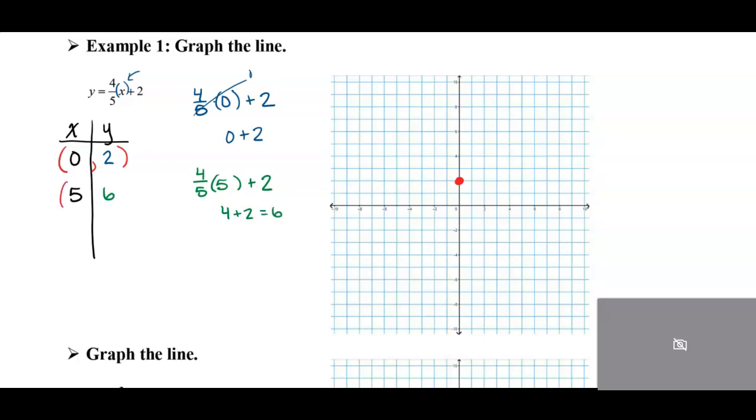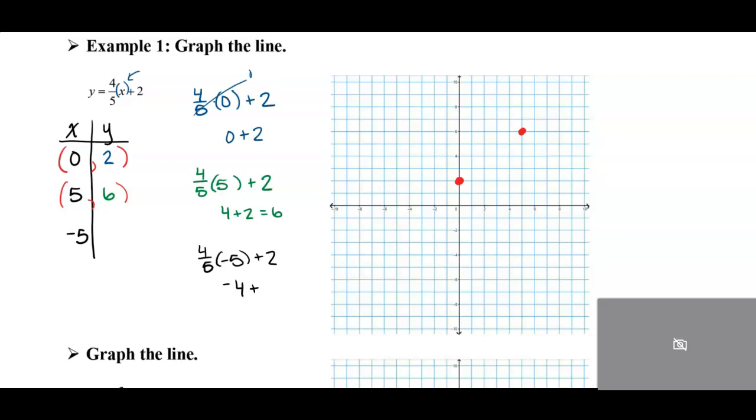So now I have the ordered pair (5, 6), and I can graph that: over 5, up 6, and there's my next point right there. Let's do one more. By the same strategy, I could plug in -5, and that would also not give me a fraction when I multiply by 4/5. So I could do 4/5 times -5 plus 2.